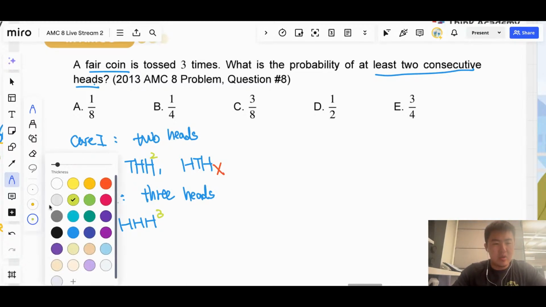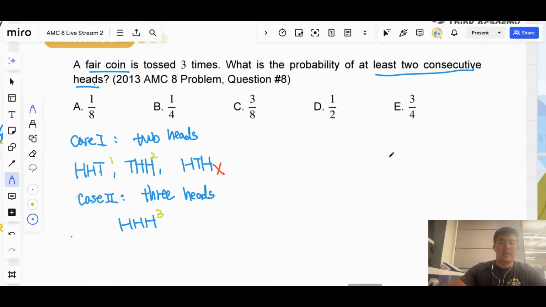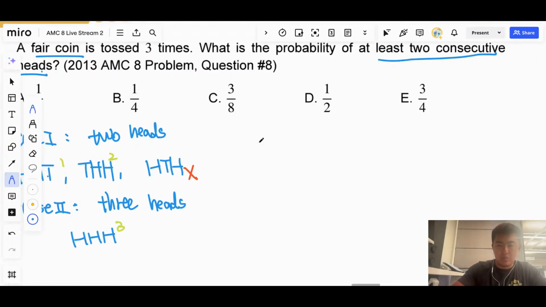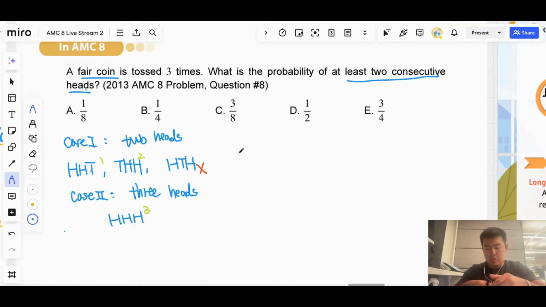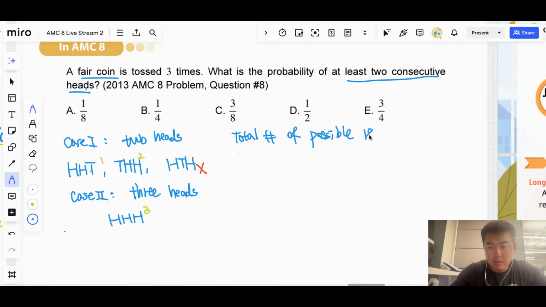So now it still comes to the last step, that is the number of events we are interested in over the total possible outcomes. So, okay, let me zoom out a little bit. Cool. So what are the total possible outcomes? Total number of possible results or outcomes is 2 times 2 times 2 equals 8.